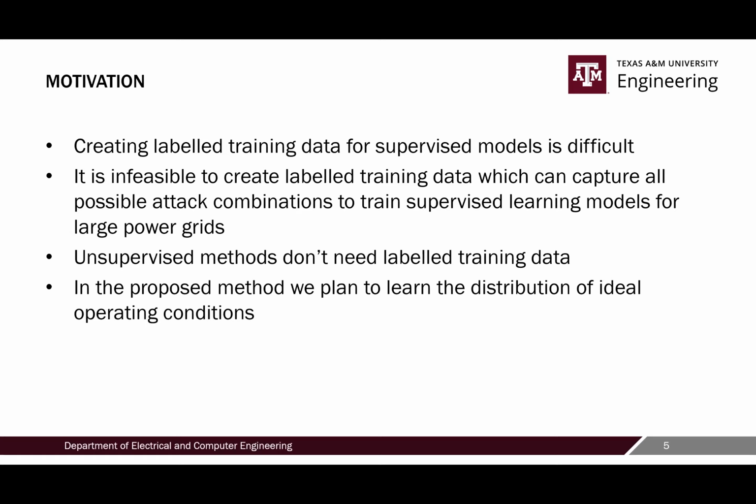In real power systems, it's probably not going to be feasible to create labeled training data which capture all possible attack combinations. So we want to use unsupervised methods because they don't need labeled training data. In this method, the idea is the following.